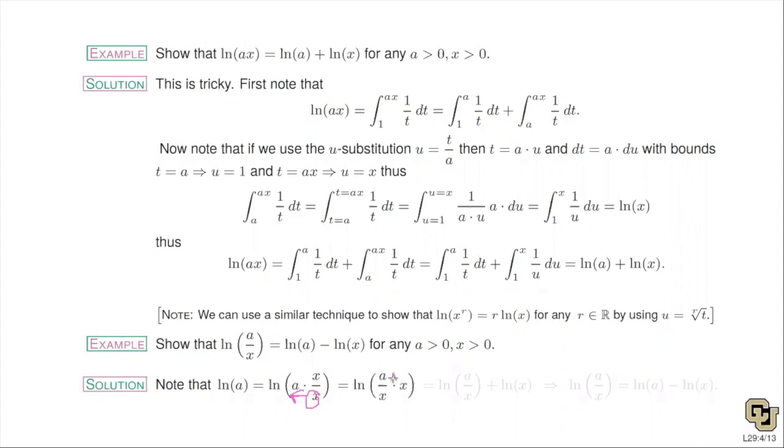And now I'm going to use this property here, that the natural log of the product is equal to the natural log of the first term in the product plus the natural log of the second term. So I'm going to write this as a sum: ln of a over x plus ln of x. And then to finish the proof, I'm going to move the ln of x to the other side.